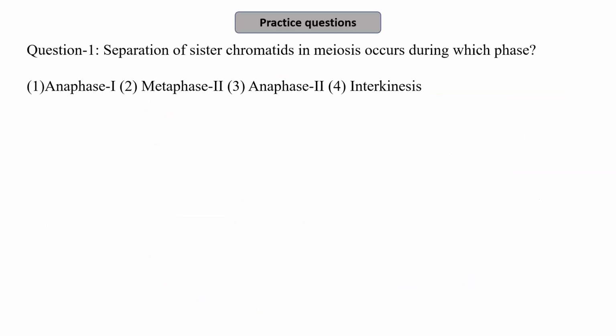So these are some practice questions. Separation of sister chromatids in meiosis occurs during which phase? So here we are separating the sister chromatids. We know that sister chromatids get separated during meiosis 2. And which phase of meiosis 2? The separation happens in the anaphase. So the answer will be anaphase 2.